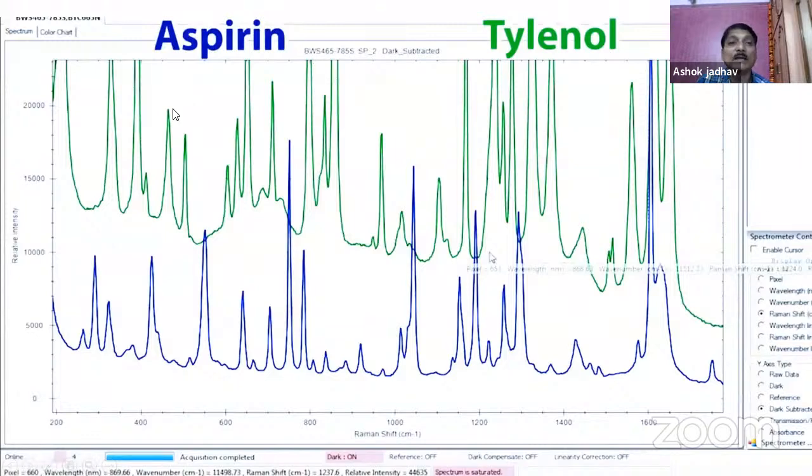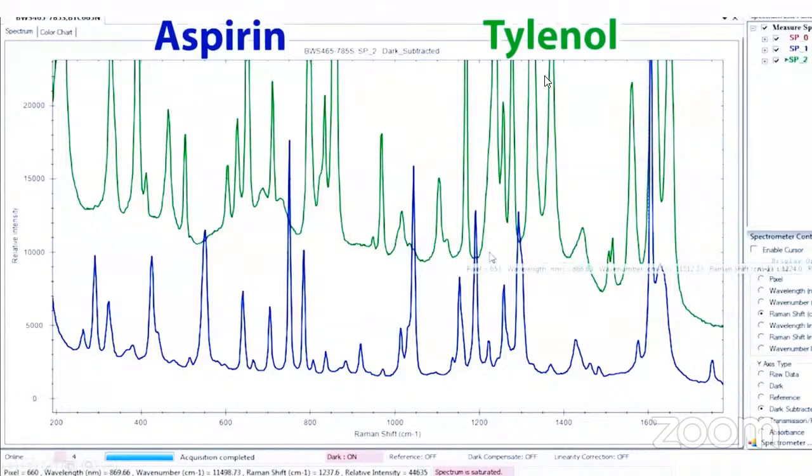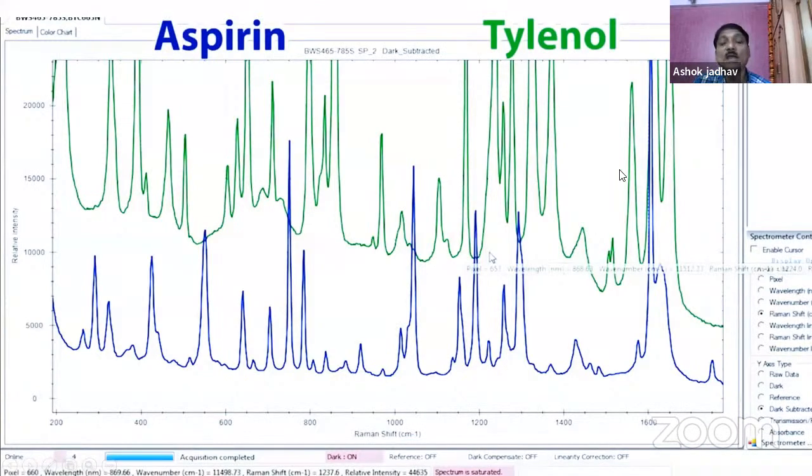You can confirm that. Both are aspirin and Tylenol. It is used as an anti-inflammatory, for headache, body ache, sore throat, etc. Both are used for the same functions, but their constitution is different. This is the Tylenol tablet, but both have the same white color.